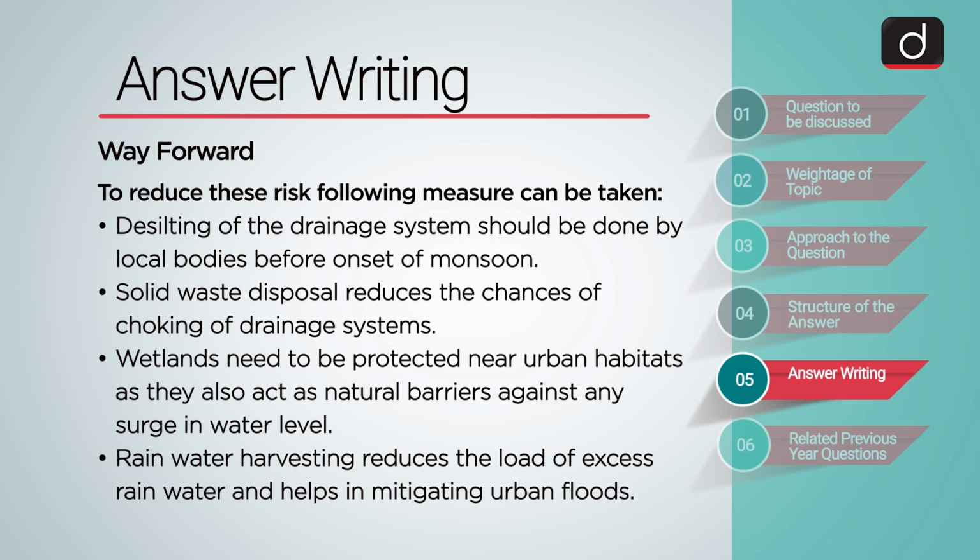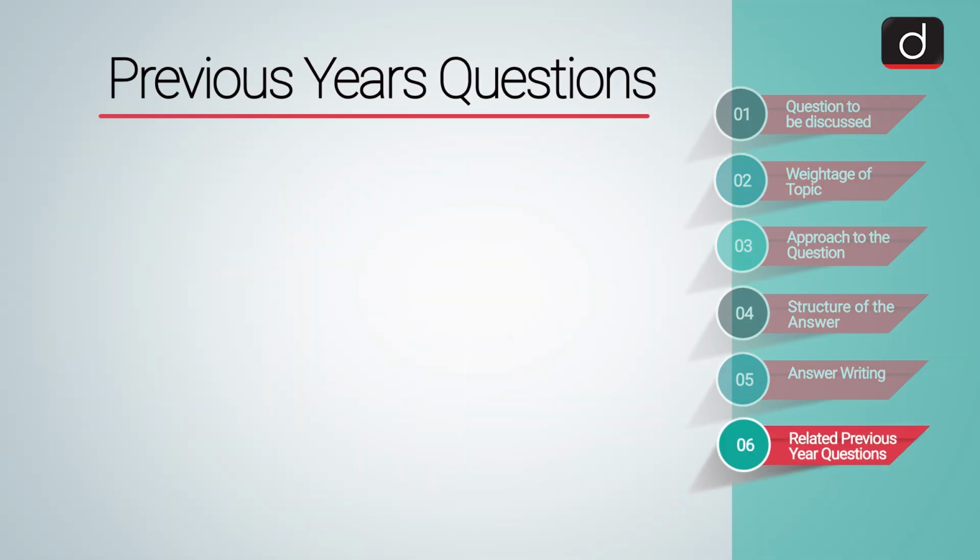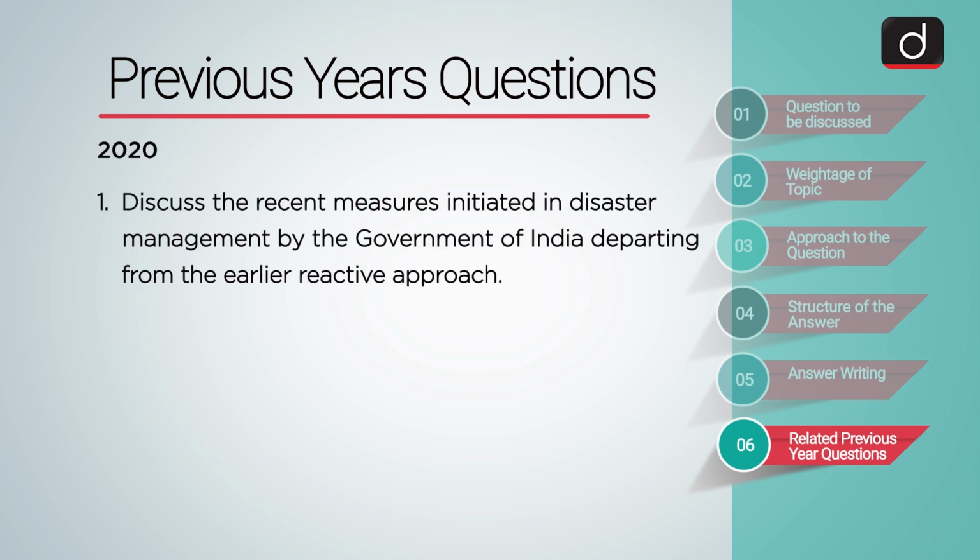Urbanization needs to be carefully planned. Planned urbanization and water management infrastructure help in reducing wastage of water and allow better utilization of water in a planned manner. Now, we look at the questions asked in the previous year examinations. In 2020, the following question was asked. Discuss the recent measures initiated in disaster management by the Government of India departing from the earlier reactive approach.